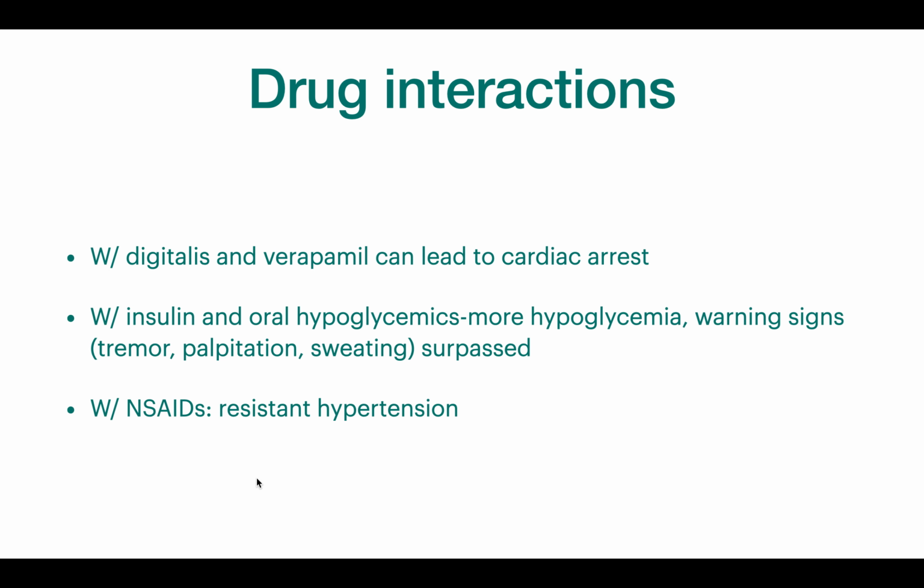With the NSAIDs, it can result in resistant hypertension because the prostaglandins are going to be inhibited and the veins are going to constrict. And then with the alpha blockers, they're going to inhibit the venodilation. It's going to work with the constriction, making all the hypertension worse.